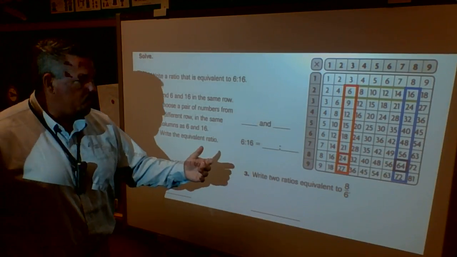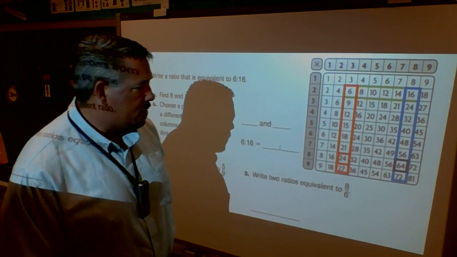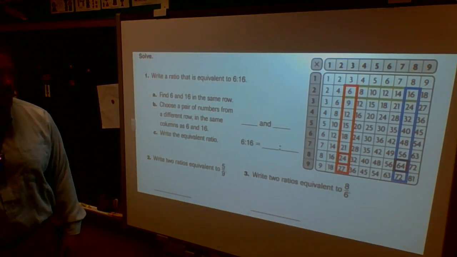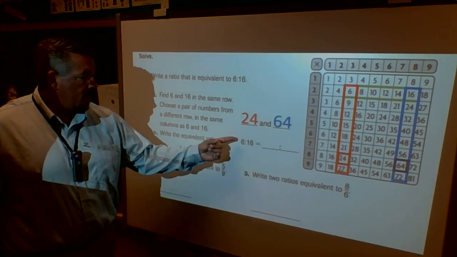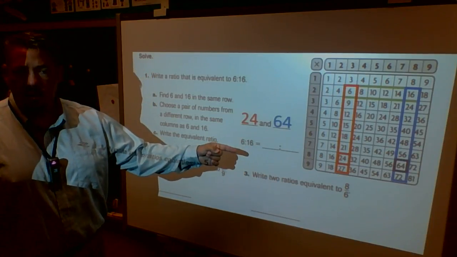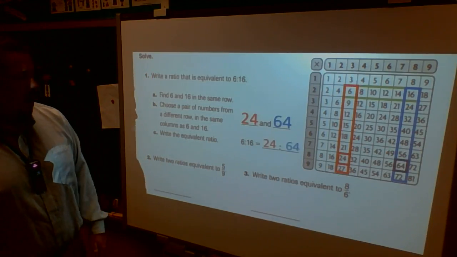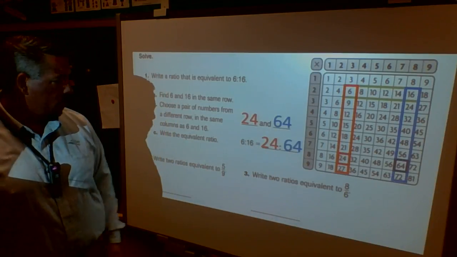So I just randomly picked the 24 and the 64. They're straight across from each other. They're in the same columns. They're in the same row. So 24 and 64 tells me that a ratio of 6 to 16 is equivalent to 24 to 64.